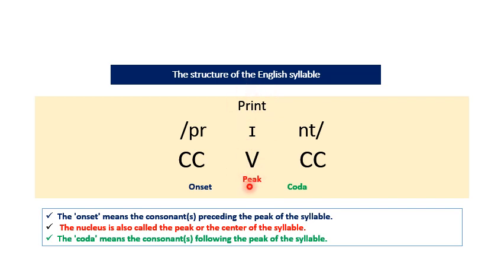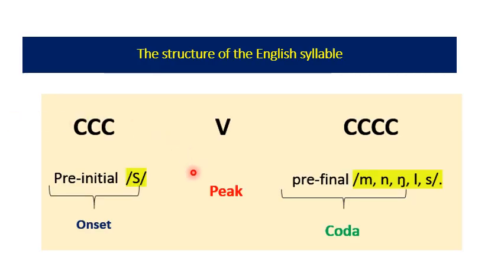And by the way, when we say the center, it doesn't necessarily mean it has to be in the middle of the syllable or the word. When we say the center or the peak, it's actually the vowel of the syllable. And here the coda means the consonants following the peak of the syllable. So in this slide, we explain the onset and coda.